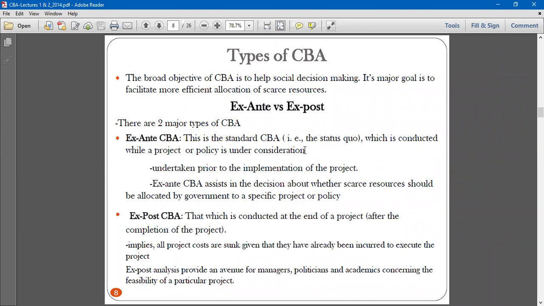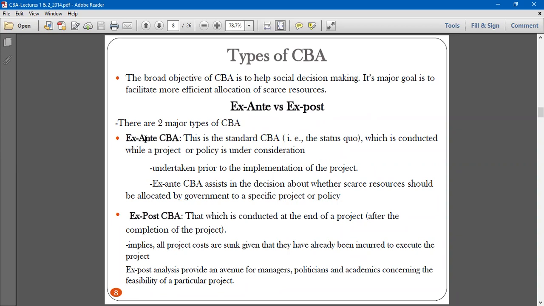Okay, as I said earlier, the rationale of CBE is economic efficiency. We need to make sure that the resources that we are allocating are going into their most efficient use. Resources are scarce. So if we put resources in project A and we are not going to get much benefit, then we shouldn't waste the resources there. So we have to be thinking about an alternative project.